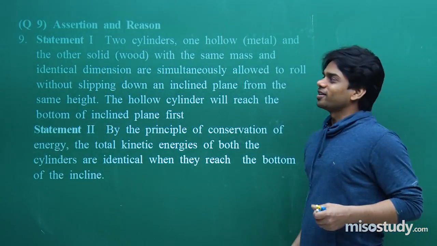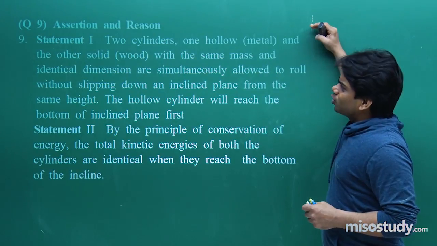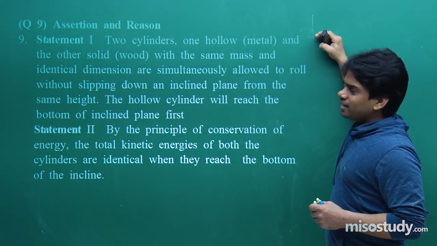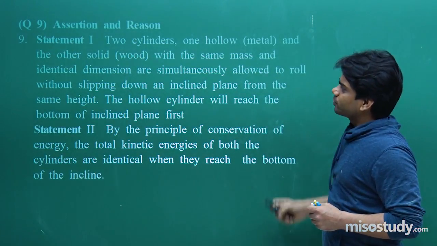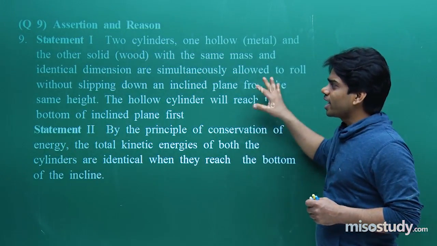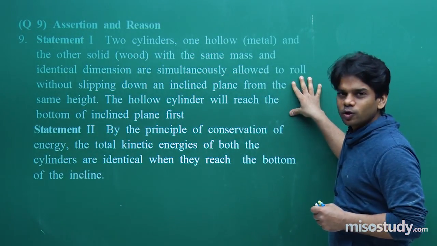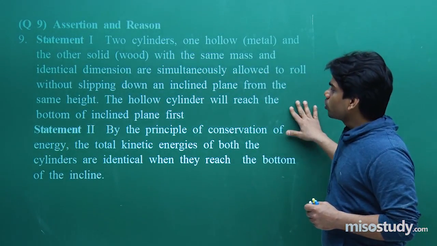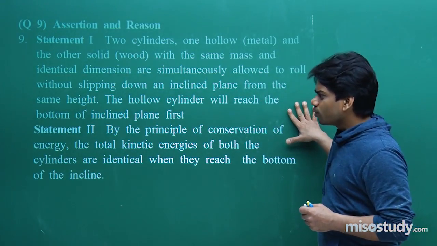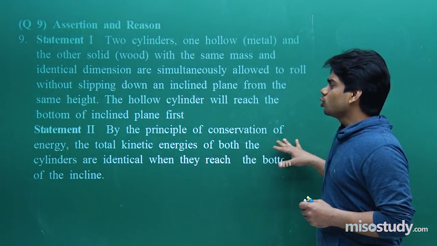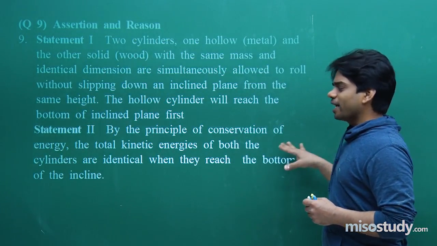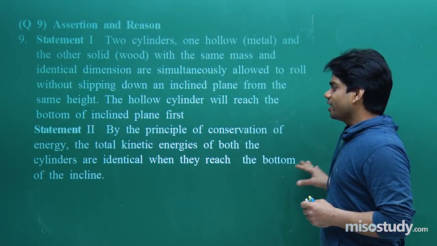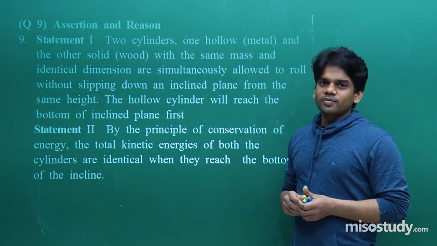Assertion and reason. Statement 1: Two cylinders, one hollow, that is metallic, and the other solid, that is made of wood, with the same mass and identical dimension are simultaneously allowed to roll without slipping down an inclined plane from the same height. The hollow cylinder will reach the bottom of this inclined plane first. Statement 2: By the principle of conservation of energy, the total kinetic energies of both the cylinders are identical when they reach the bottom of the incline.